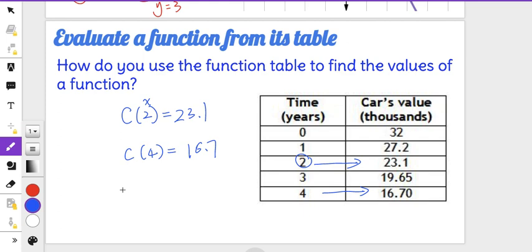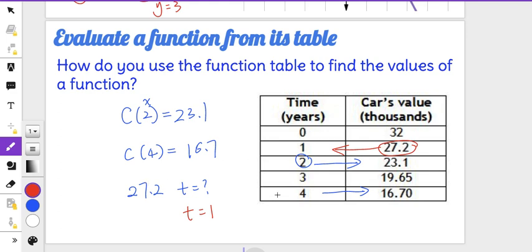We can also ask a question like, at what time does the car value become 27.2? So we're looking for t. Then we just go back to, oh, where's 27.2, it is here. So what's the value? It is 1. So after 1 year, the value of the car is 27.2 thousand.